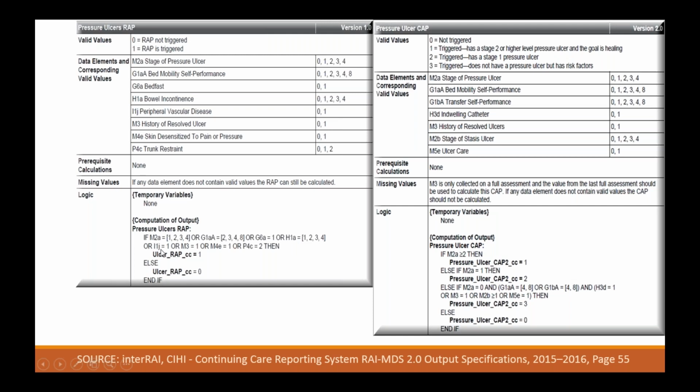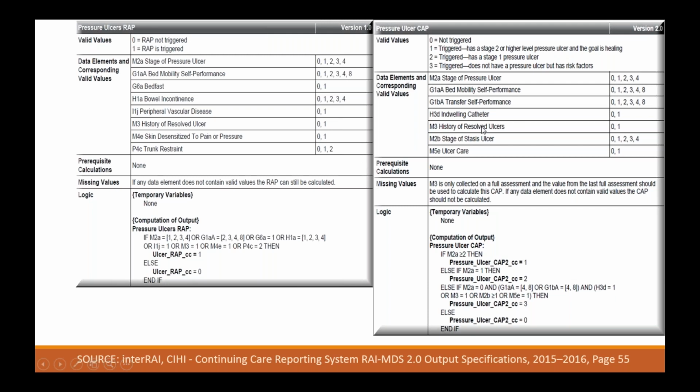Or item I here, peripheral vascular disease, or M3, which is a history of resolved ulcers, or M4E equals 1, that is the skin desensitized to pain, and P4C is equal to 2, which is trunk restraints. So any one of those factors will trigger the RAP at a value of 1. The RAP will be triggered. Else you'll just be a 0 if you don't have one of those factors.